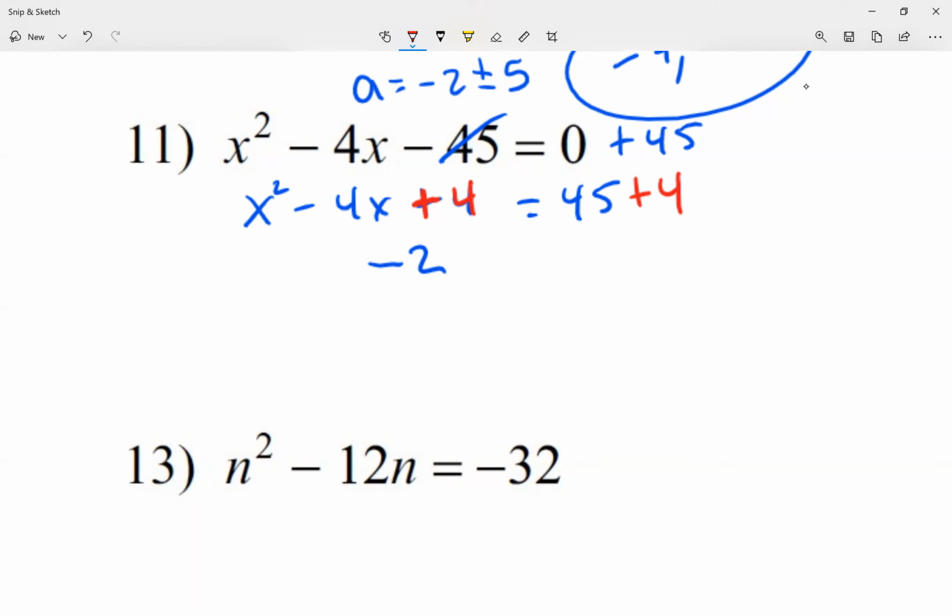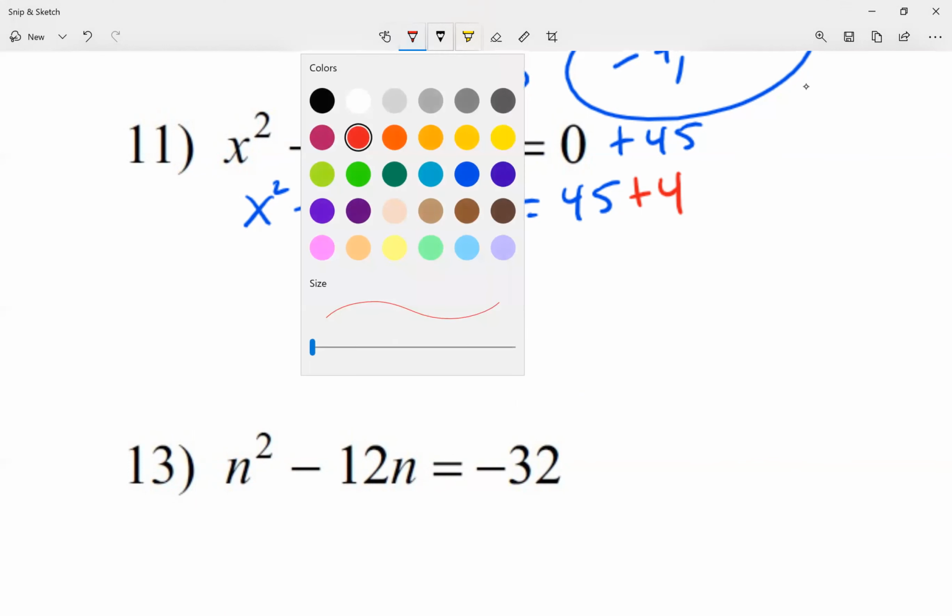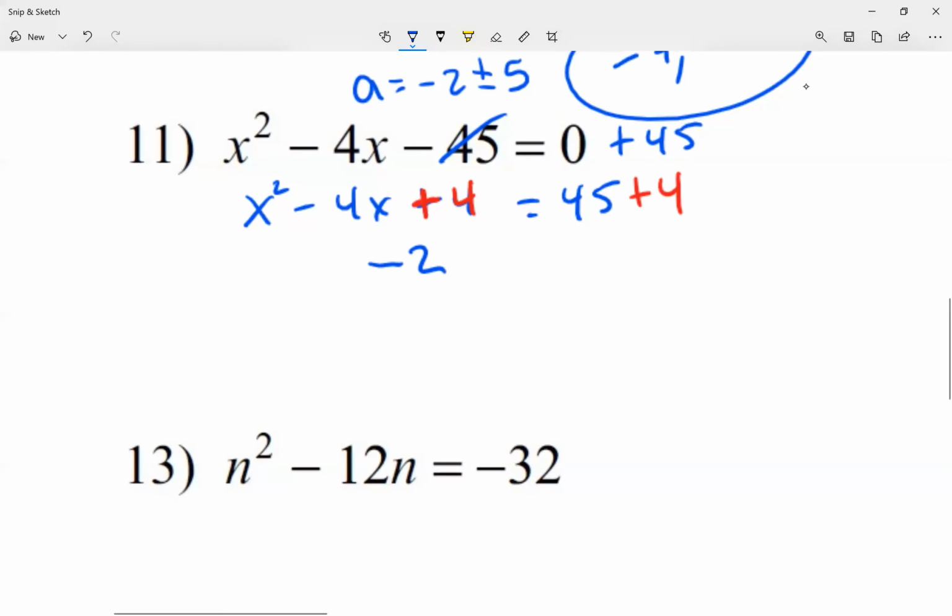I'm adding 4 on both sides. Now, if I was to factor the left side, x squared minus 4x plus 4, this gives me x minus 2 twice, and this is equal to 49. Right? 45 plus 4 is 49.